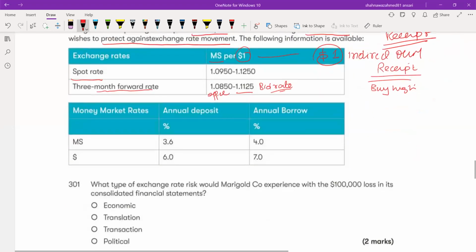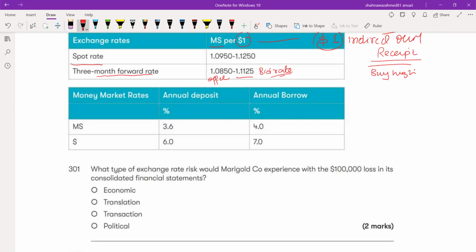Now we have been given money market rates. So this is the deposit rate. This is the borrowing rate. This is the annual deposit rate in MS. This is the borrowing rate in MS. This is the deposit rate in US. This is the annual borrowing rate in US.